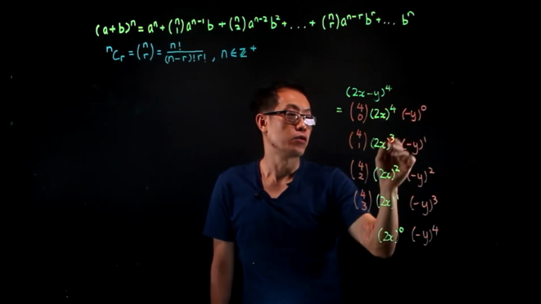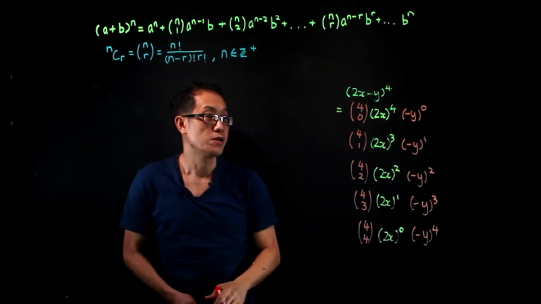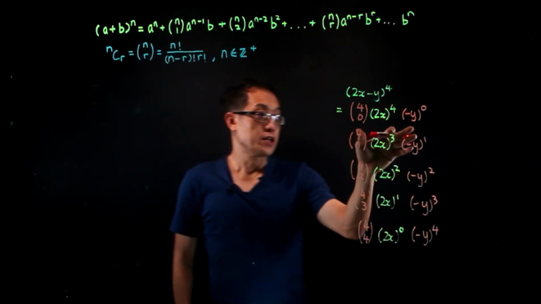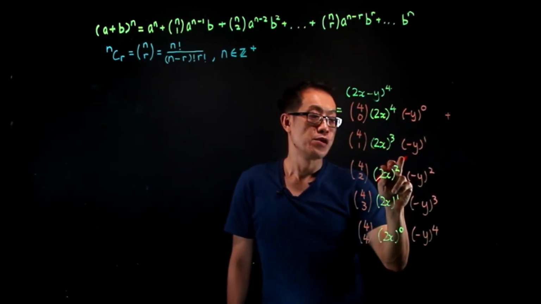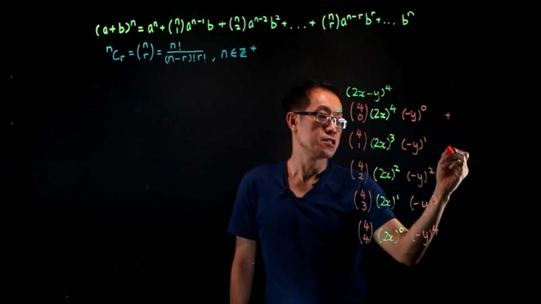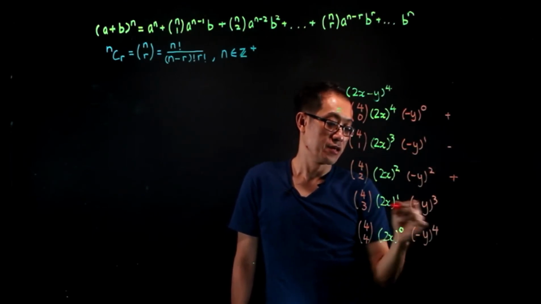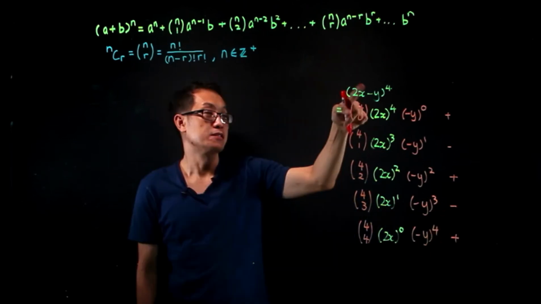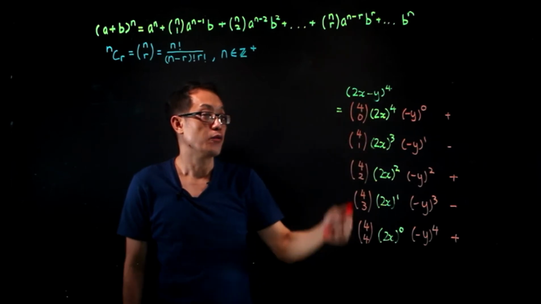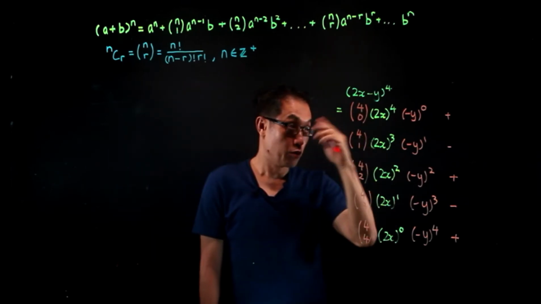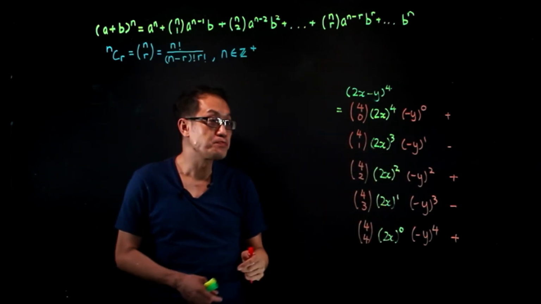4 plus 0, 4. 3 plus 1, 4. 2 plus 2, 4. So on and so forth. Now let's look at this term. This term is positive. This term is negative. This term is positive. This term is negative. It's a positive number and a minus number inside. When you expand, you always start off with positive, negative, positive, negative, positive, and then it just alternates.